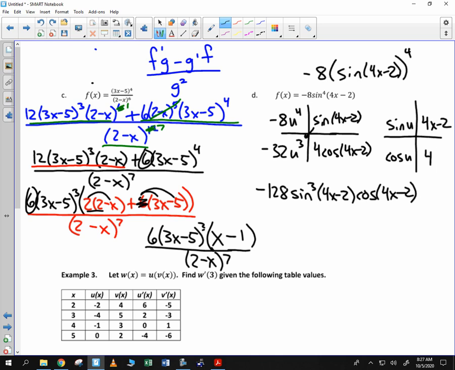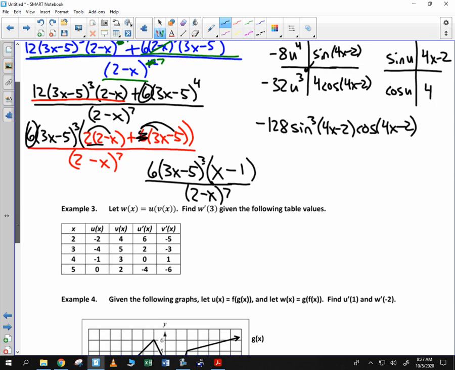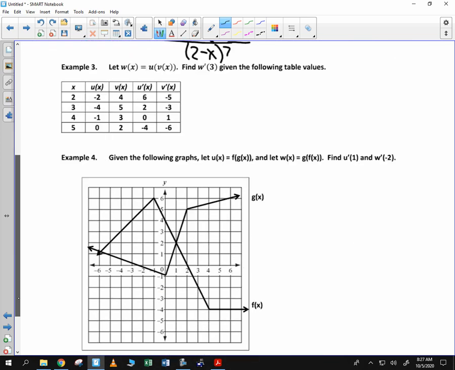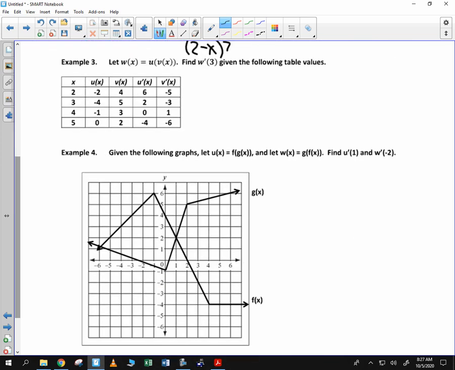So the derivatives that involve the quotient rule and the product rule are usually a little bit more involved. Let's look at this example. It says let w of x equal u of v of x and find w prime of 3 given the following table values. This is telling us that w is a composition function. Therefore, w prime of x is equal to the derivative of the outside, so u prime of v of x, times the derivative of the inside, v prime of x.